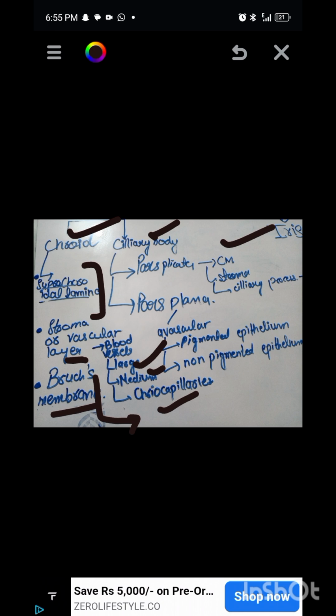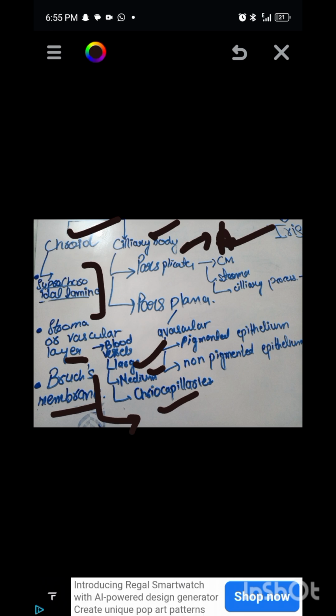Then comes the ciliary body. Ciliary body has two parts. I have shown you earlier in the anatomy of the eyeball that the ciliary body is the continuation of the choroid, and ciliary body has an anterior part and a posterior part. The anterior one is the pars plicata, it is vascular, and the posterior part is pars plana, it is avascular.